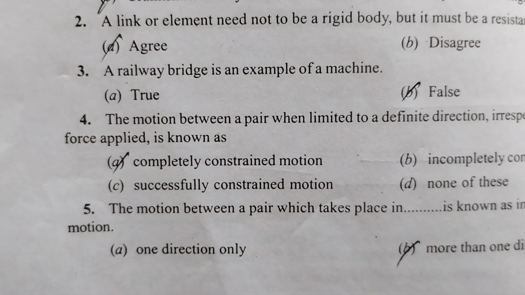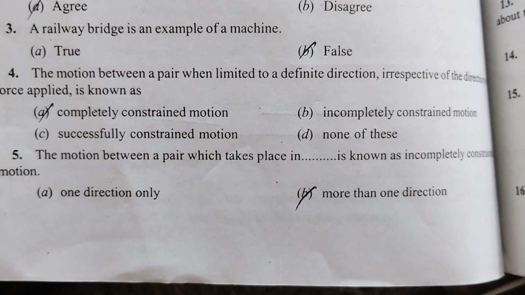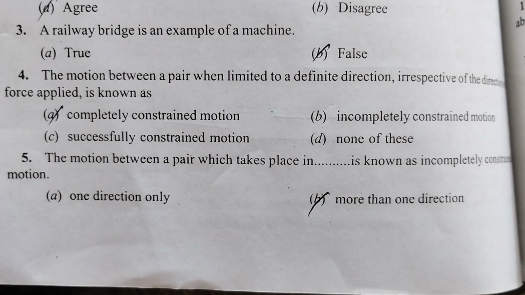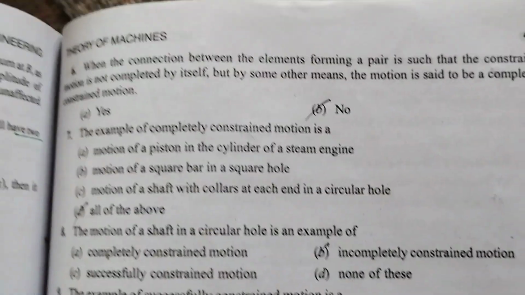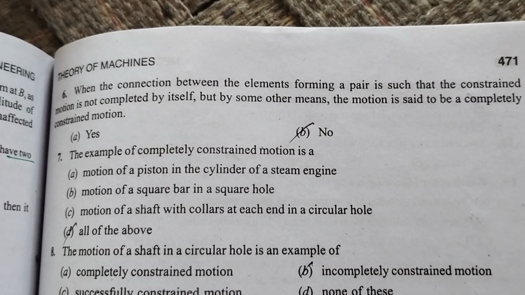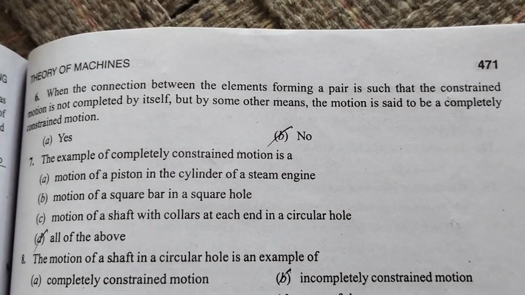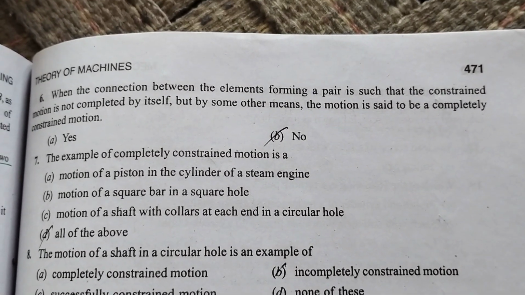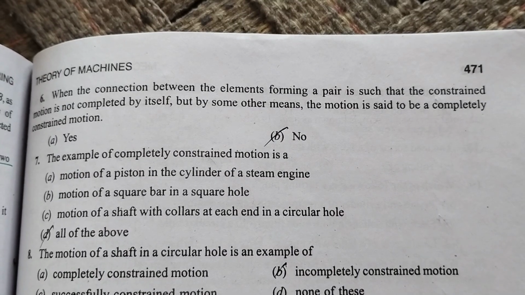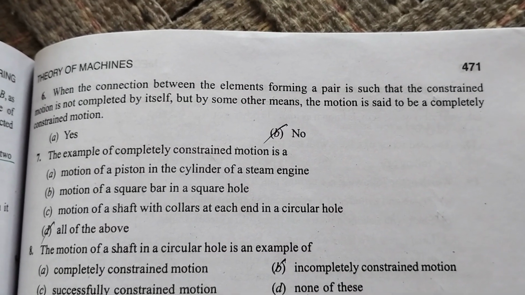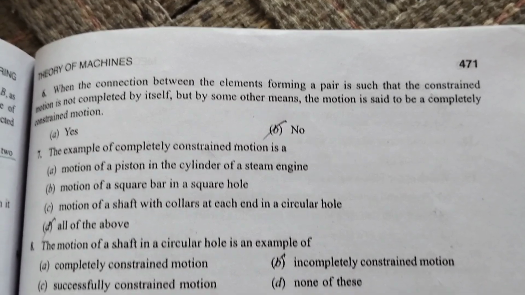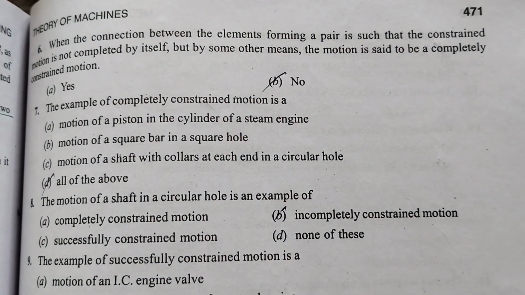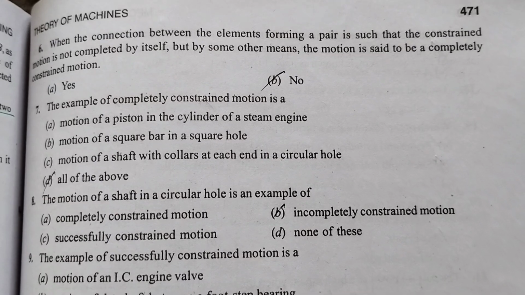Force applied is known as completely constrained motion. The motion between a pair which takes place in more than one direction is known as incompletely constrained motion. When the connection between the elements forming a pair is such that constrained motion is not completed by itself but by some other means, the motion is said to be successfully constrained motion. No. The example of completely constrained motion is a dash. This is all of the above.